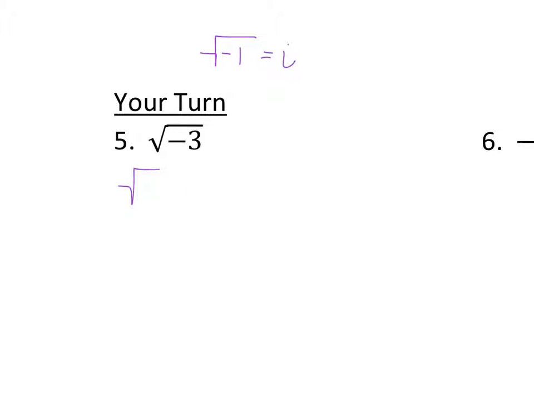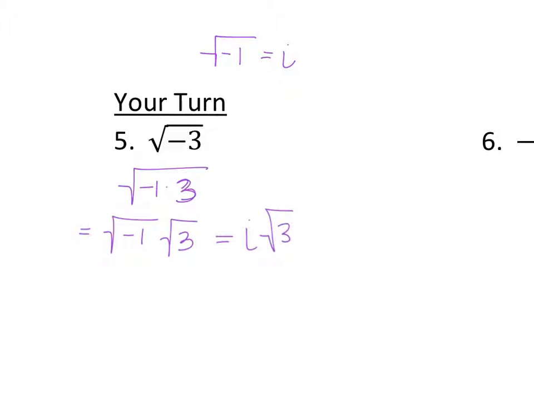Well, can I say that the square root of -3 is the square root of -1 times 3? I mean, isn't that the same thing? So according to my rules of radicals, I can split this up into the square root of -1 times the square root of 3. Well, the square root of -1 I've already defined as equaling i. So it's going to equal i square root 3.